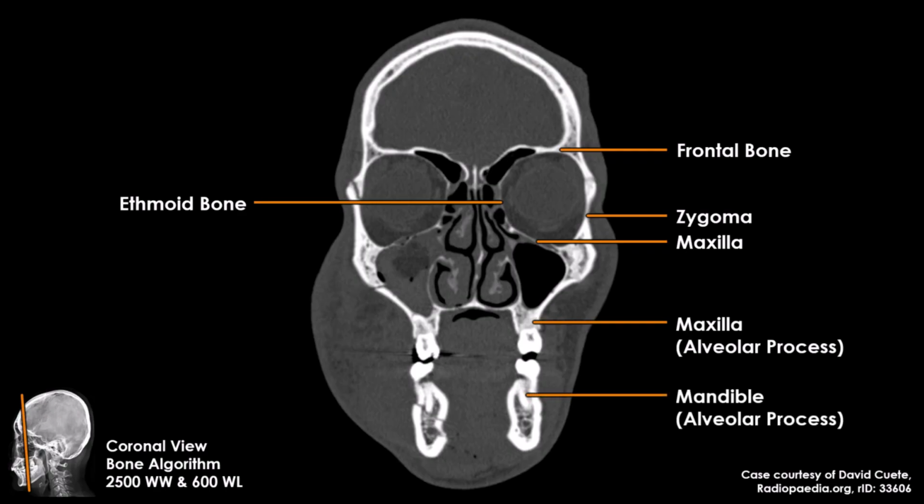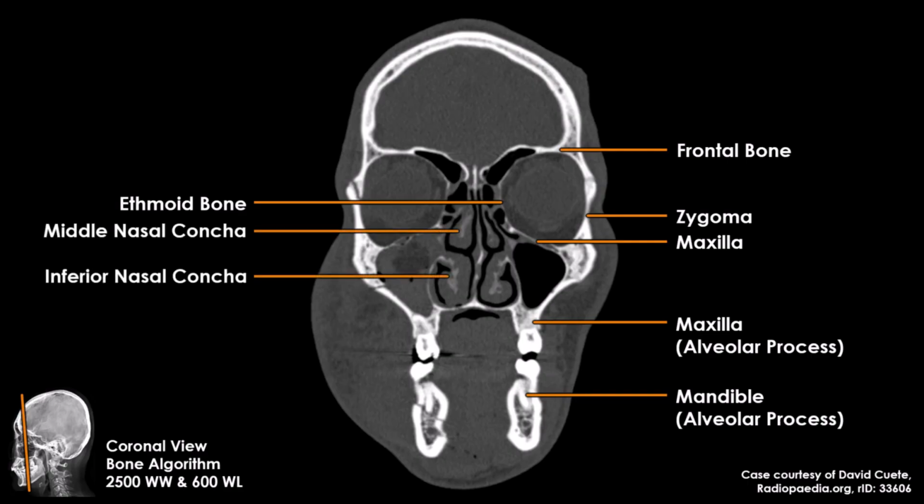Inside of the nasal cavity, we can see the middle nasal concha, the inferior nasal concha, and again, we can see the vomer. Several fractures are also seen in this image.